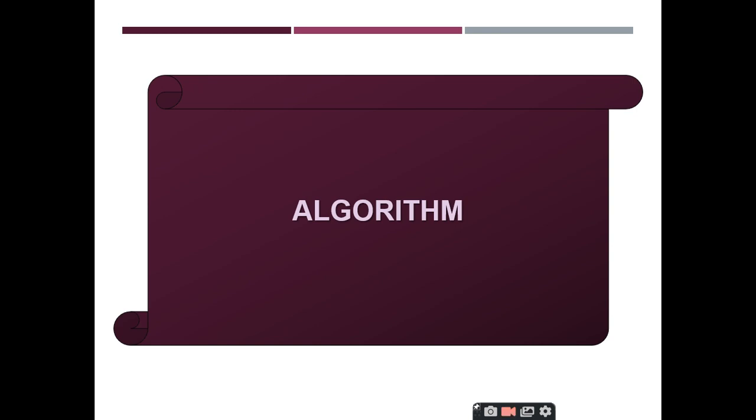So can anybody tell me the meaning of the algorithm? What do you understand by the algorithm? Step-by-step process, sir. Right, it is a step by step process to give a solution to a problem, right? So a step by step process that we follow to give a solution to a problem is called as algorithm.